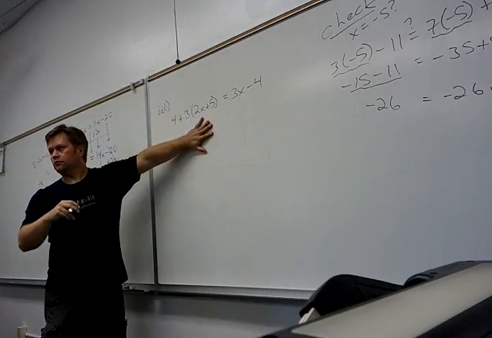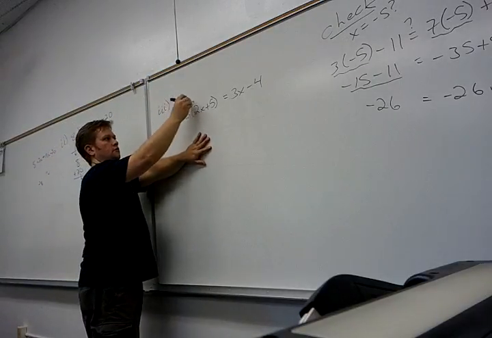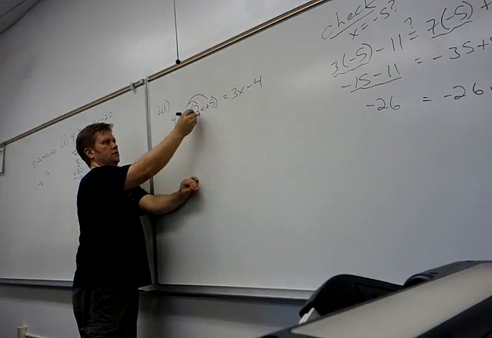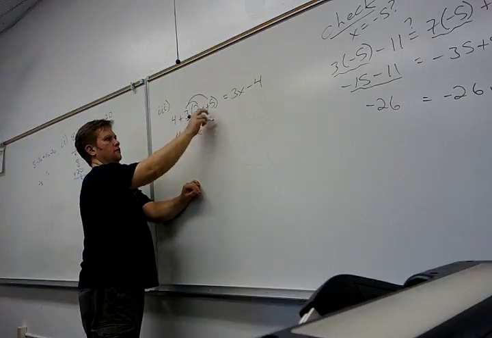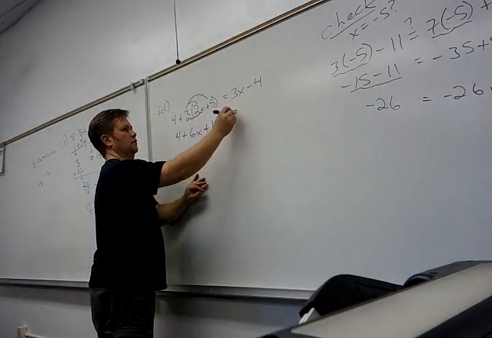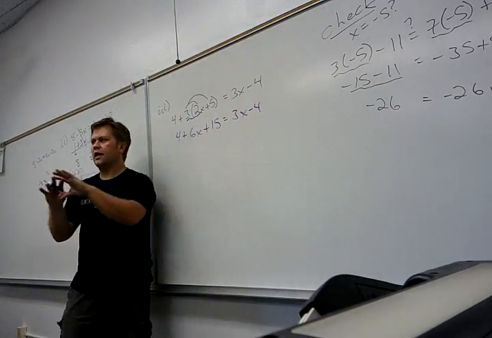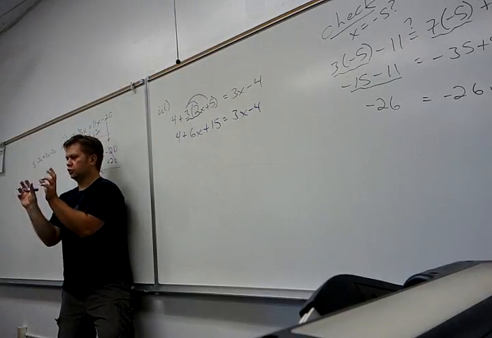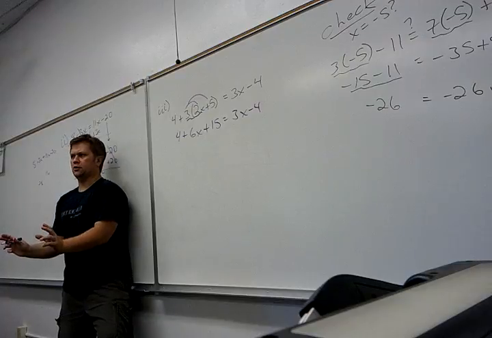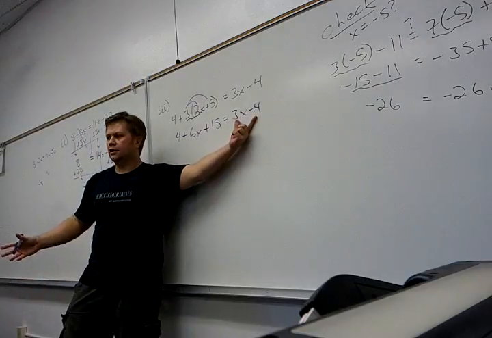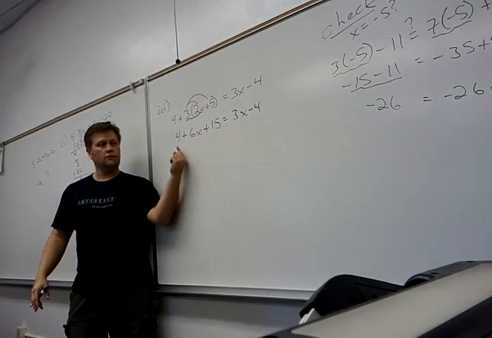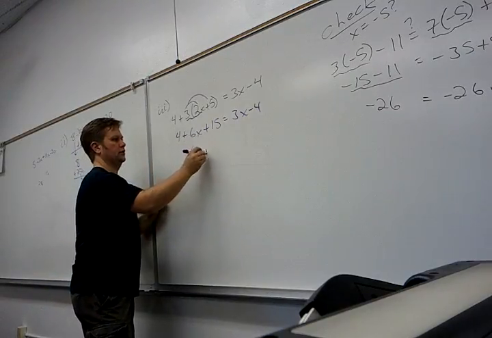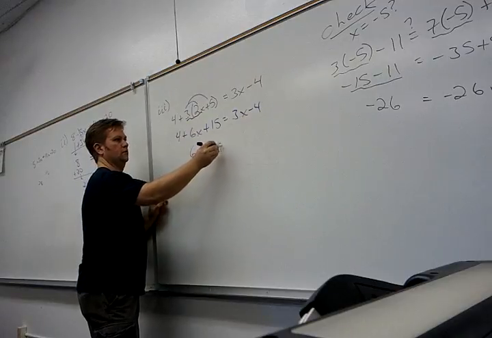So the first thing I do, right? So 4 plus 6x plus 15. And now let me get you guys in the habit of this. It's not wrong to not do this, but you should simplify both sides as much as you can. This side, nothing I can do. This side, I can combine 4 and 15. So I get 6x plus 19.